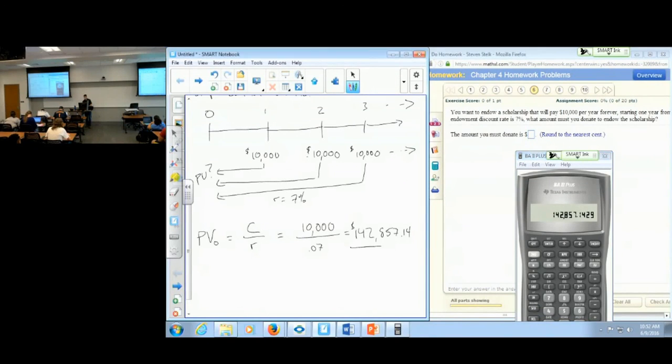All right, so if I wanted to create this scholarship of $10,000 per year forever, I would need to today, right now, deposit $142,000, $143,000, roughly, to that bank account to create this scholarship.